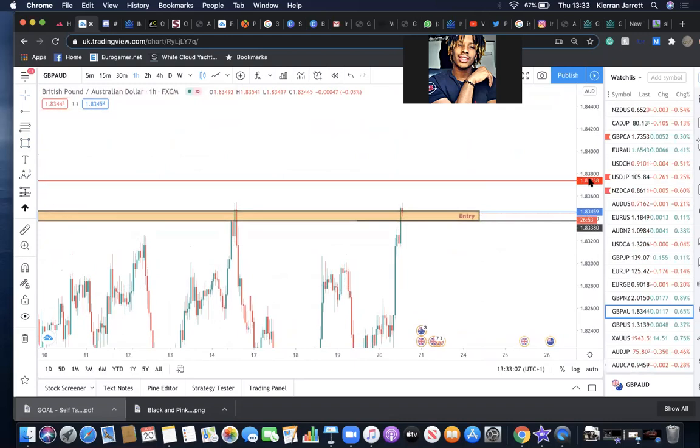What's price going to do? Is it going to sell back down below this area, in which case we jump in, or is it going to go up to the 88%? We wait to find out.